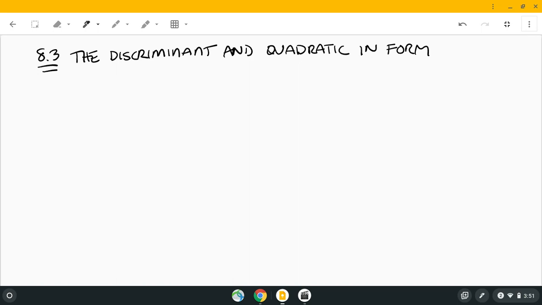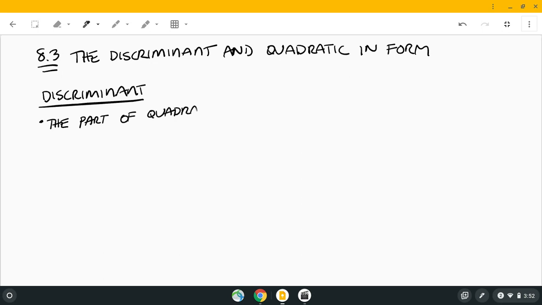Okay, so let's start off with what the discriminant is. In the last section, we covered the quadratic formula. So the discriminant is the part of the quadratic formula that's under the square root.